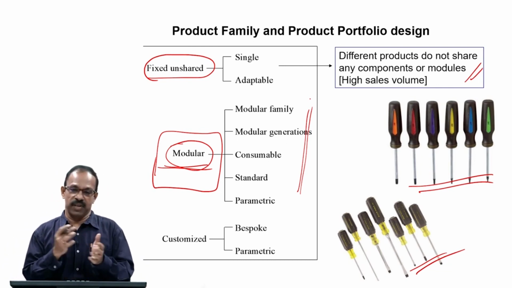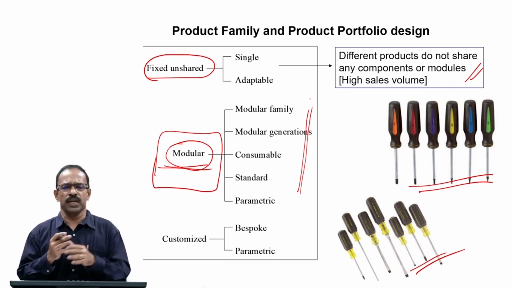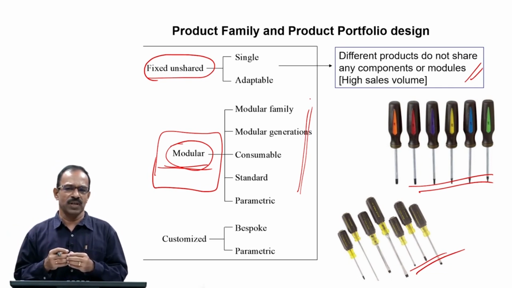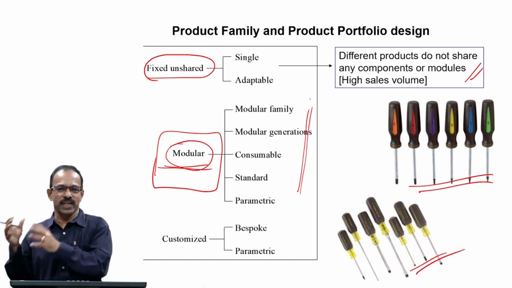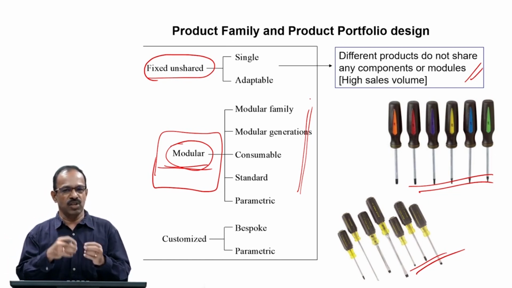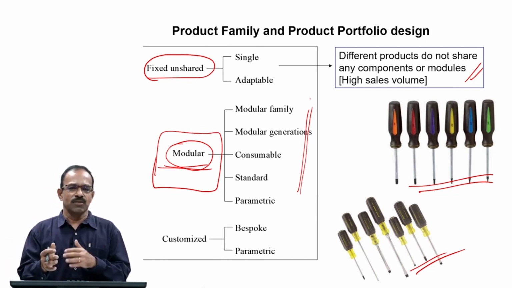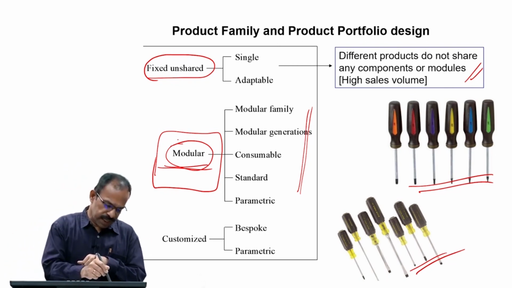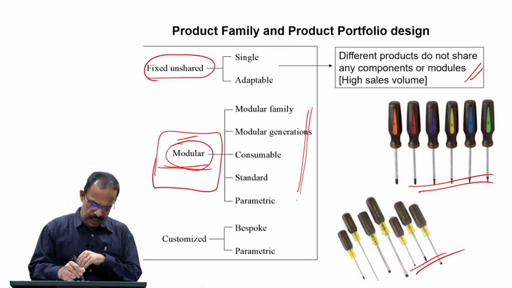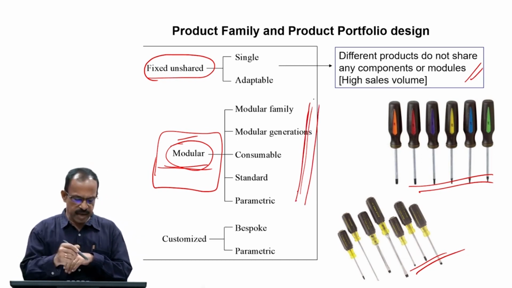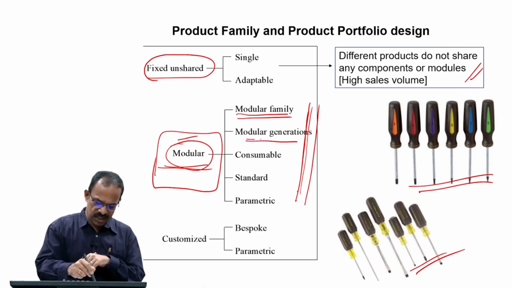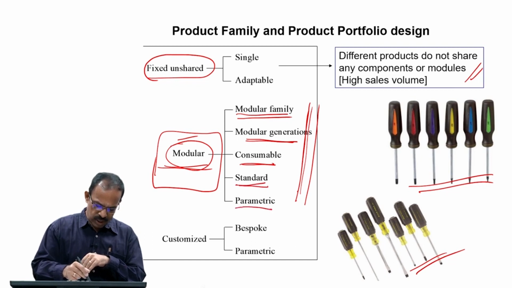So, that is one requirement. Similarly, there will be products which may require something which will be consumed very often. So, they need to make that a module, and only that can be changed, or that consumable can be made different for different products. This way you will get different architectures for the product. So, the modular architecture can be divided further into categories like modular family, modular generation, modular consumable, modular standard, and modular parametric.